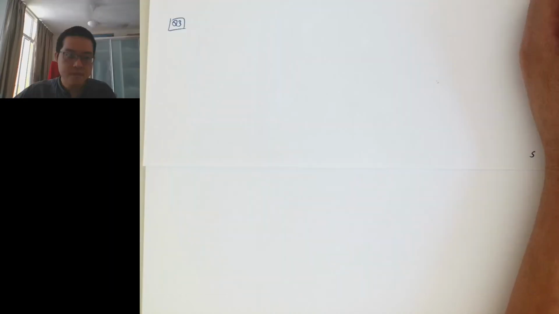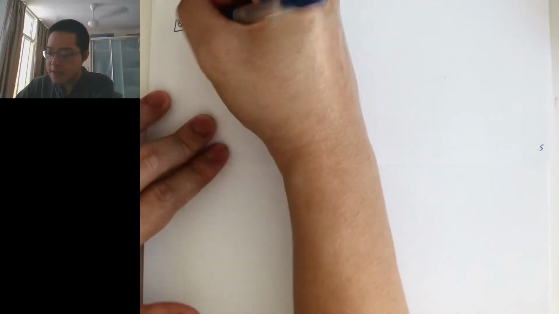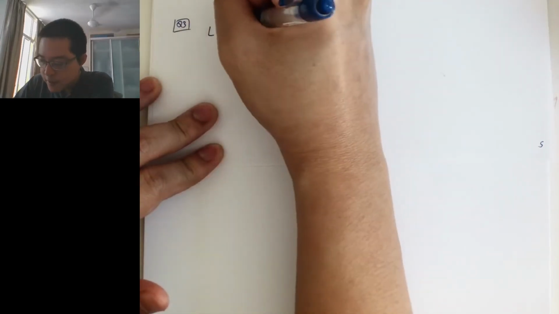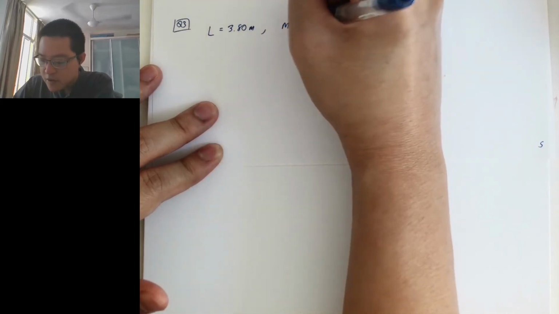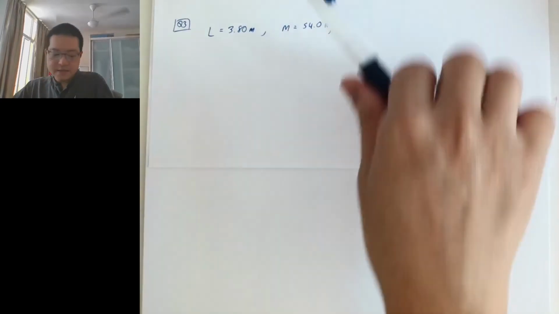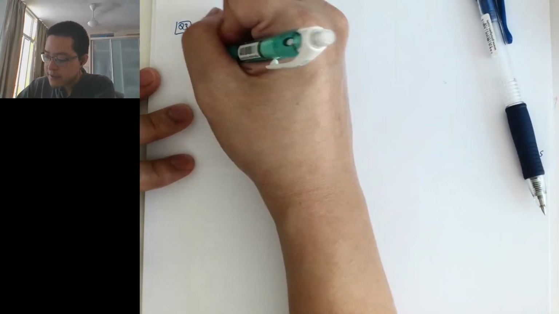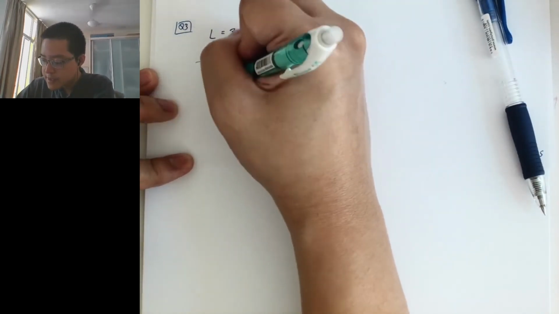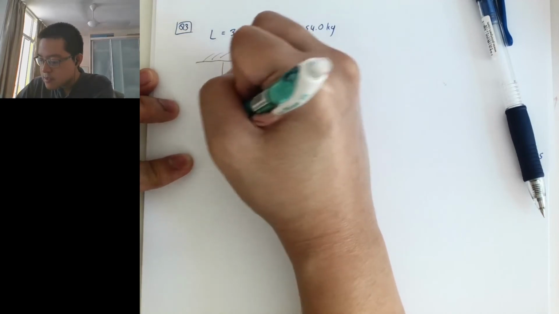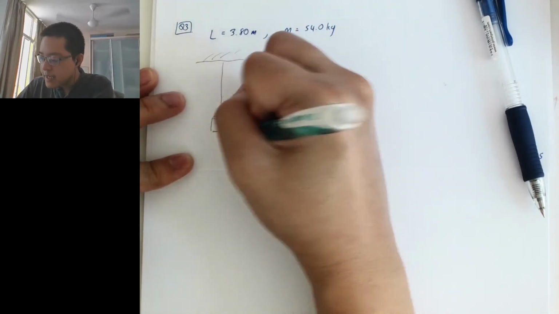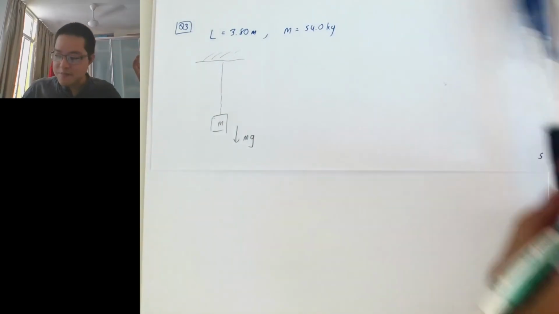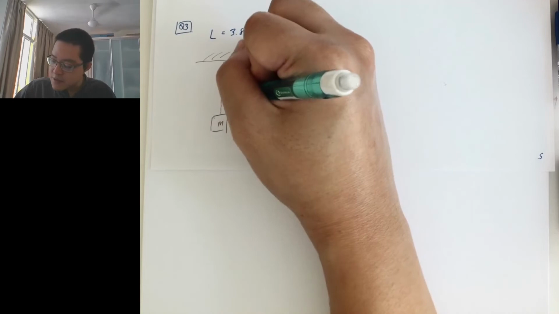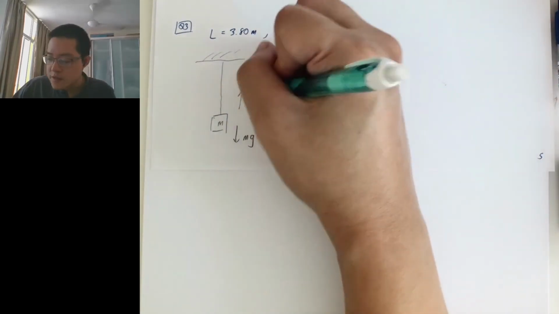Okay, so let's do this. The length of the steel wire is 3.80 meters. The mass of the hanging object is 54 kg. So what's going to happen here? I have a ceiling, and I have a steel wire hanging onto this. So from here I can solve the free body diagram. Even though for the final I didn't say everything after the midterm, you still need to draw free body diagrams, so it cannot be escaped.